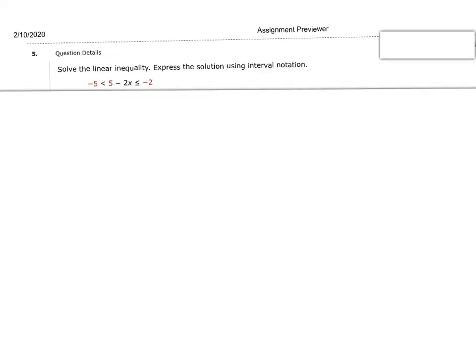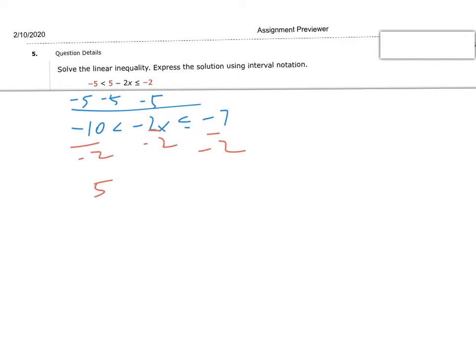All right, next up here, this is what we call a compound inequality. So we have to isolate x still, but when I subtract 5, I have to do that to what I call all 3 sides. So we have negative 10 is less than negative 2x is less than or equal to negative 7. And then I'm going to divide everything by negative 2. And since I'm dividing here, I'm going to flip all the signs. So this will become greater than, that'll be x, and then greater than or equal to positive 7 over 2.